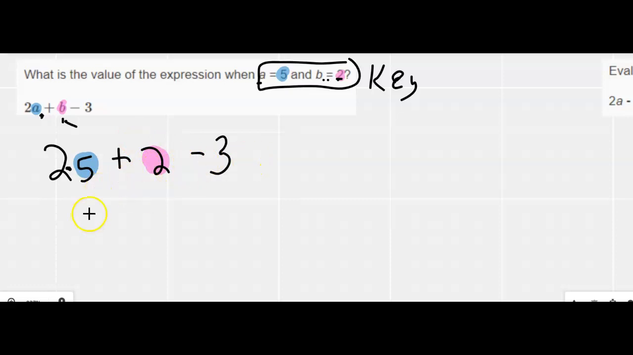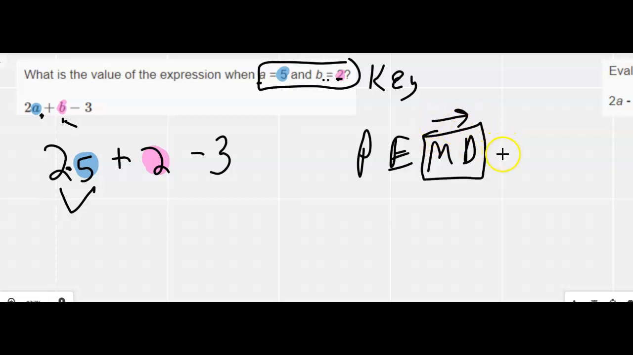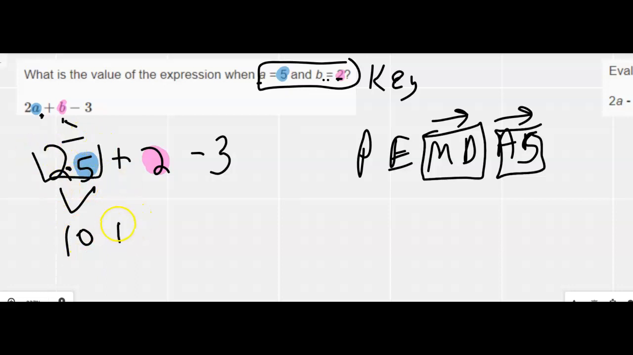There we go. PEMDAS, do multiplication first, just so happens. PEMDAS: parentheses, exponents, multiply and divide, not necessarily in that order, whichever comes first, going from left to right. Then add and subtract, not necessarily in that order, whichever comes first, going from left to right. But in this case, it works out. 10, rewrite everything else. This is 10 plus 2 minus 3.